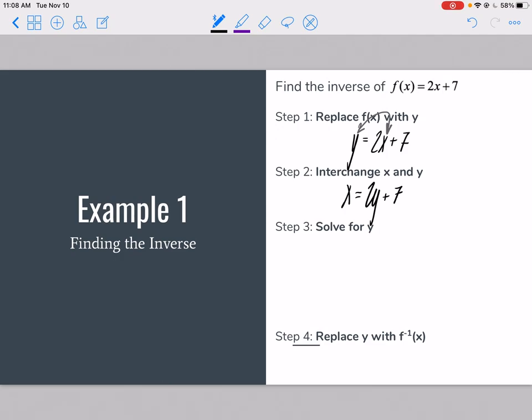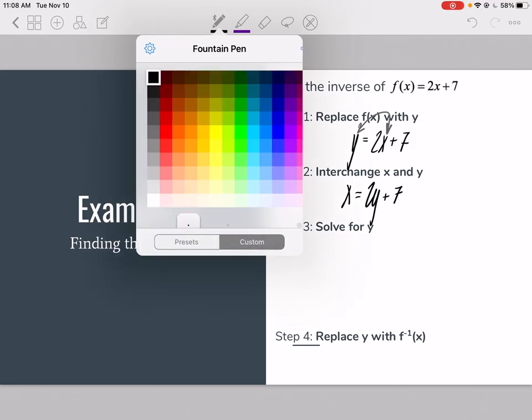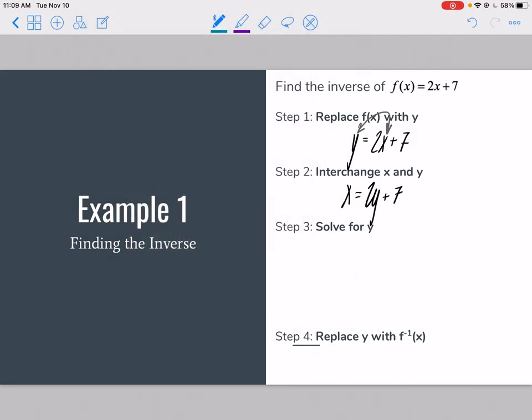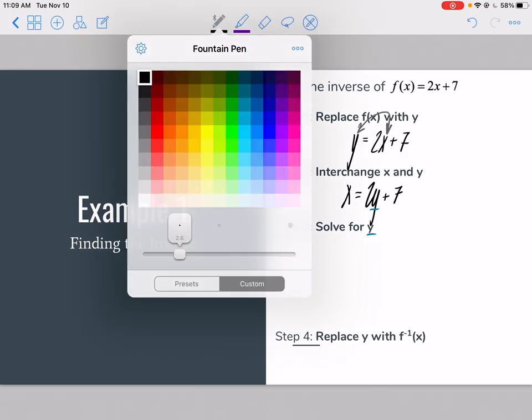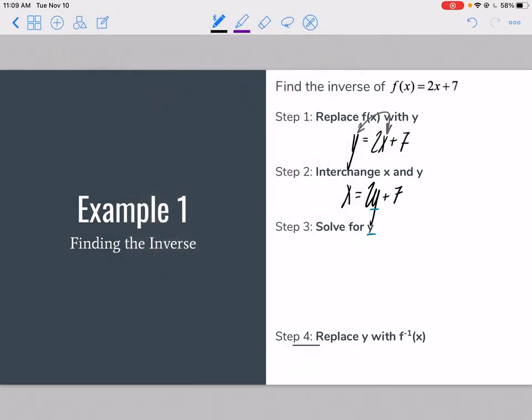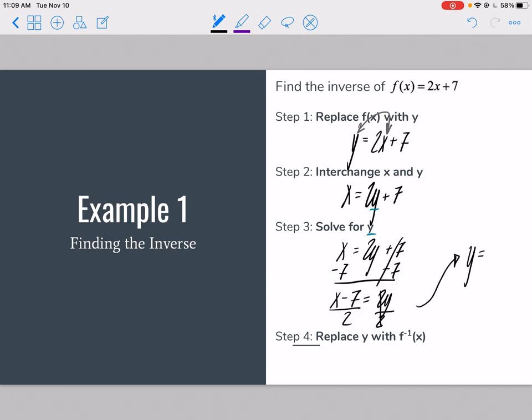Okay, this technically is the inverse at this step, but we always like to rewrite equations in the form where we have y equals something. So we want to isolate y and get that by itself. So in order to get y by itself, first I would need to subtract 7 from both sides. So then I get x minus 7 equals 2 times y. Divide both sides by 2. And over here I get y equals (x minus 7) divided by 2.